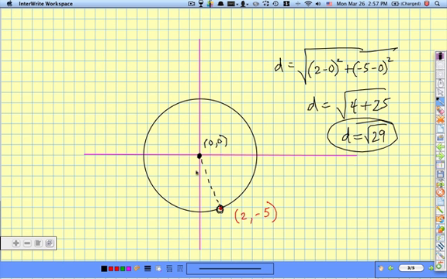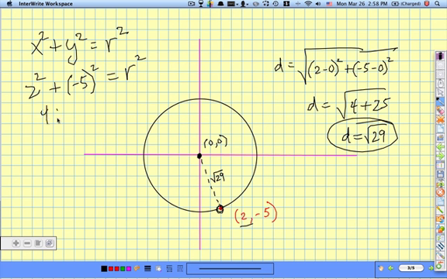That's one way to find out what the radius is. So this length is square root of 29 units long. Here's actually another way. Just use the formula x squared plus y squared equals r squared. X means the x coordinate. The x coordinate in this case is 2. So we go 2 squared plus y, which is -5 squared, should equal your radius squared.